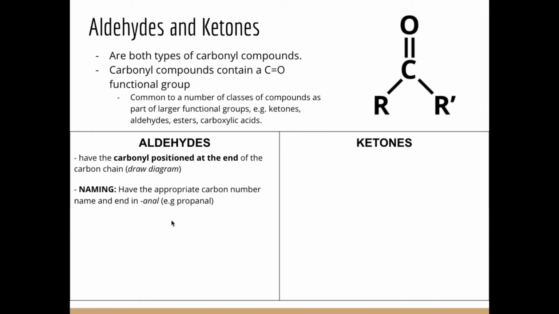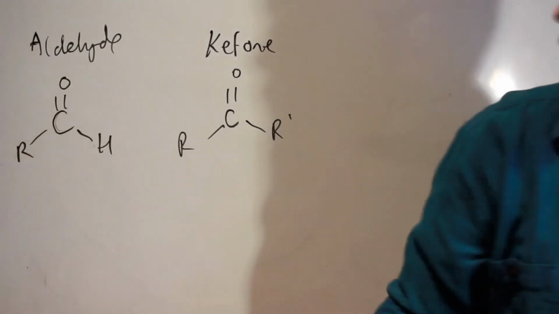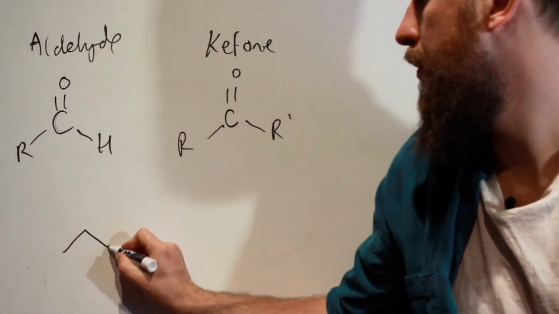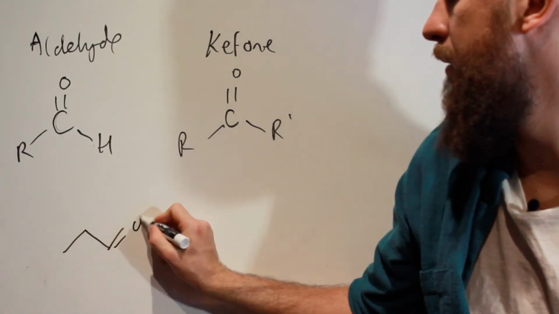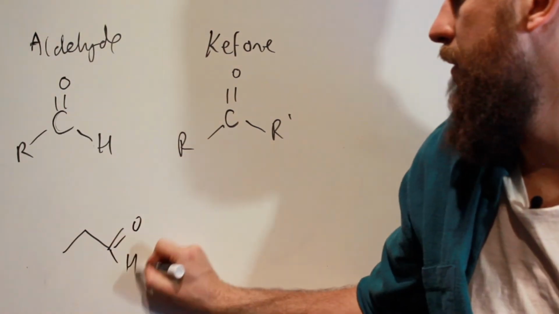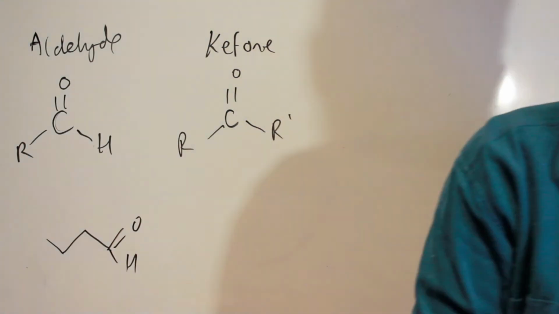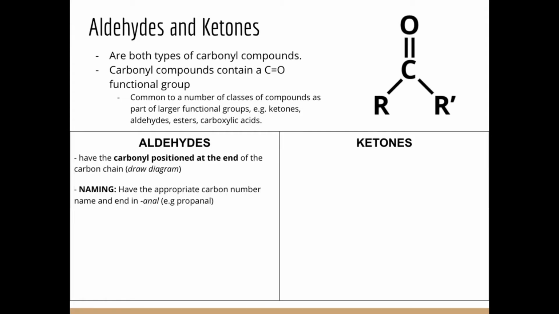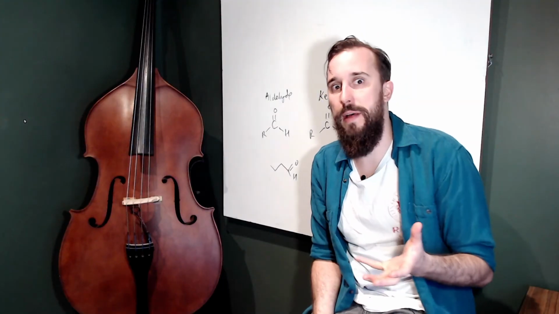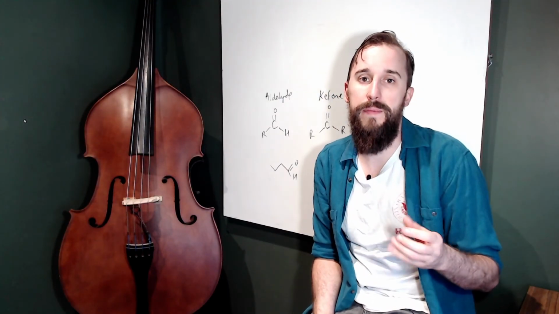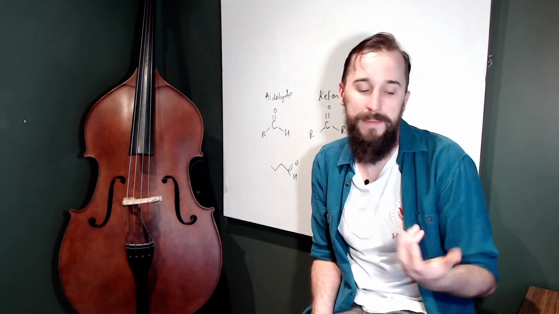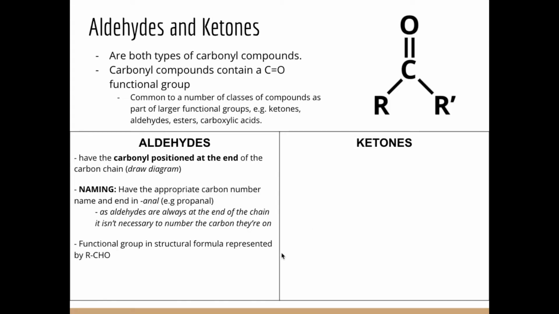For example, propanal would look like this. We would have a 3-membered carbon chain, 1, 2, 3, and then we would have our aldehyde at the end of the molecule like that. Propanal, add an extra carbon, butanal, so on and so forth. Now, one thing to note is, similar to our carboxylic acids, our aldehydes are always at the end of the chain. So it's not necessary to number the carbon because by the very definition, it has to be at the start or the end of the molecule, right? So that's going to be our carbon 1 more or less.